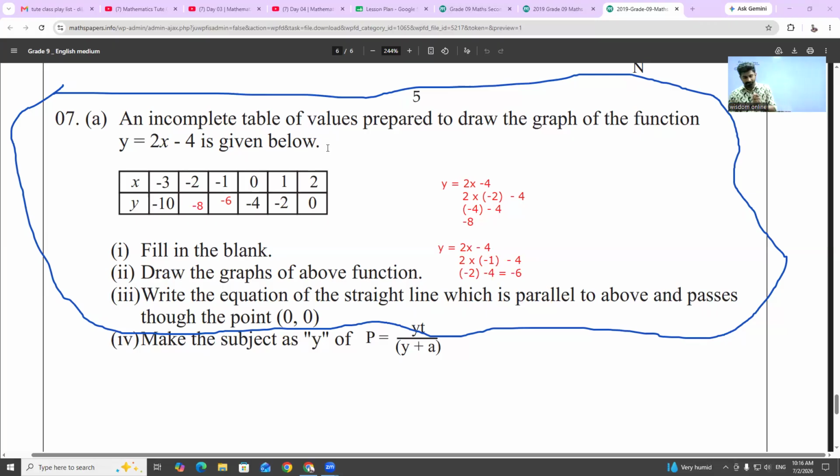Then you can draw the graph. Try to complete that one by yourself. Quickly complete that one by yourself.